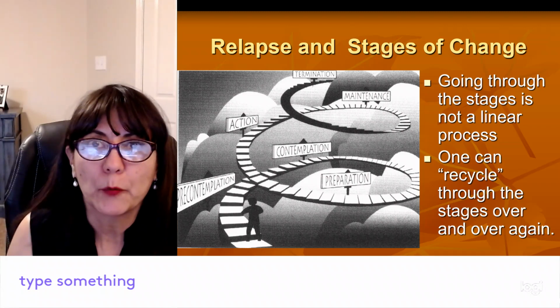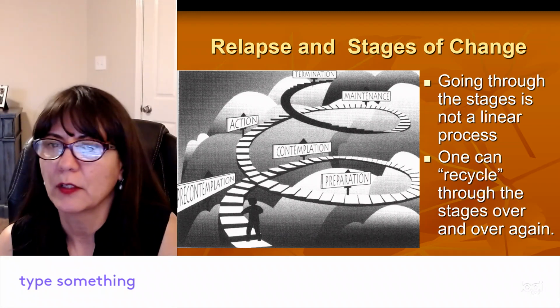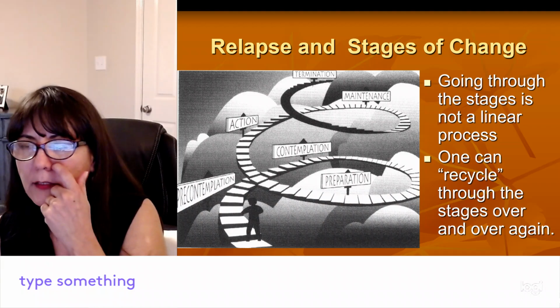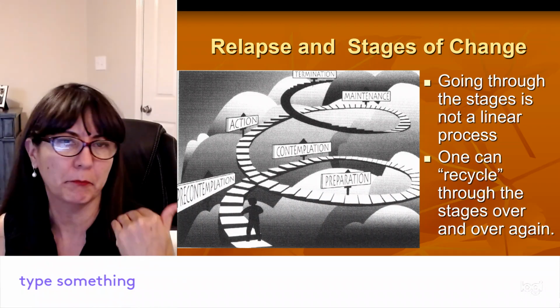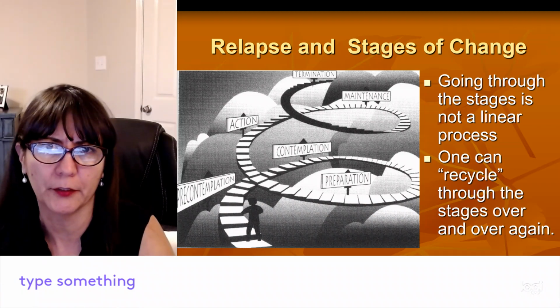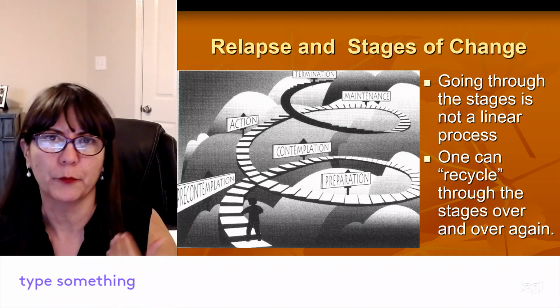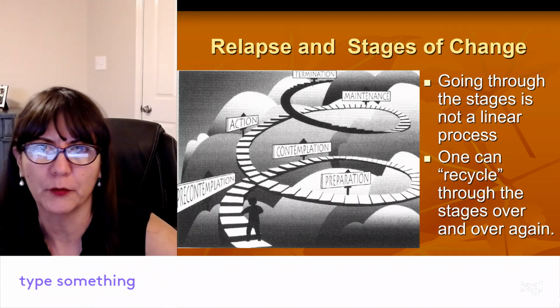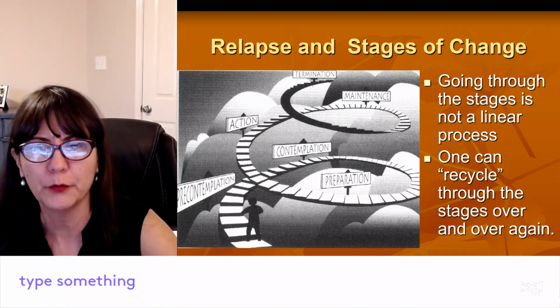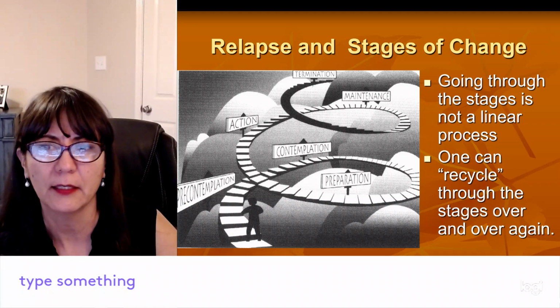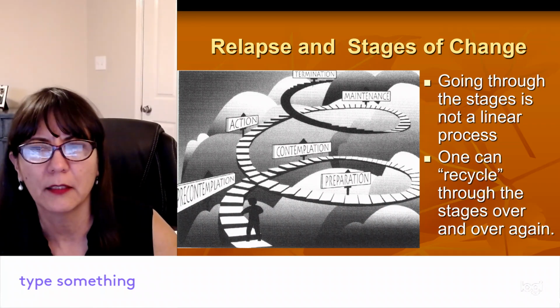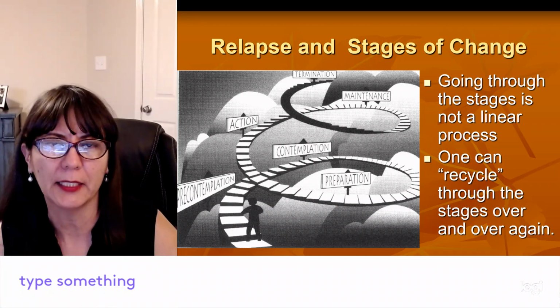So let's look at relapse and the stages of change. Going through the stages is not a linear process. You don't go just from being a pre-contemplator to a contemplator with no point of return, and then just go down to the next preparation stage and then to action. Once you're in action, there's no turning back to a previous stage. That's not true, right? There's lots of opportunity for relapse.